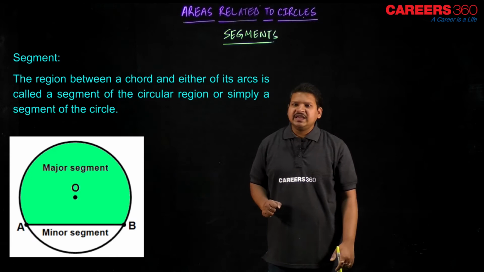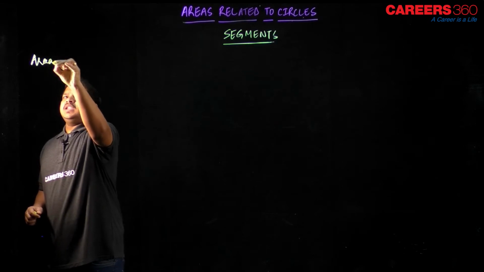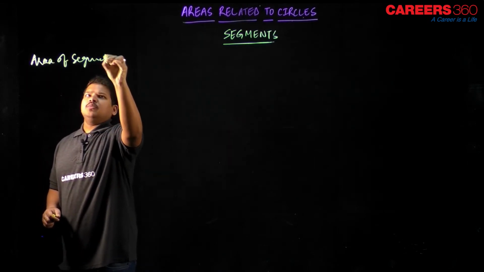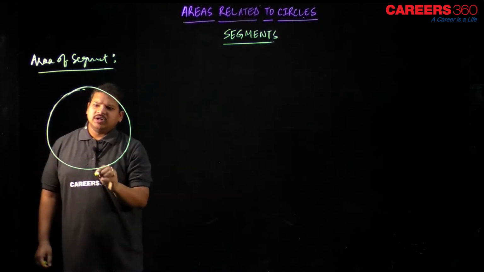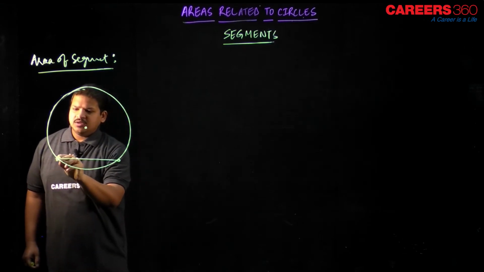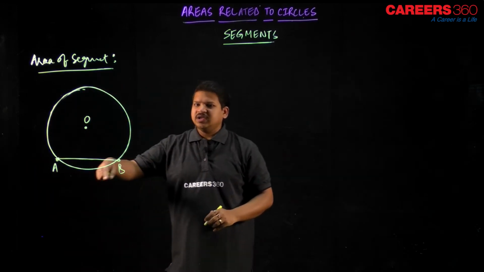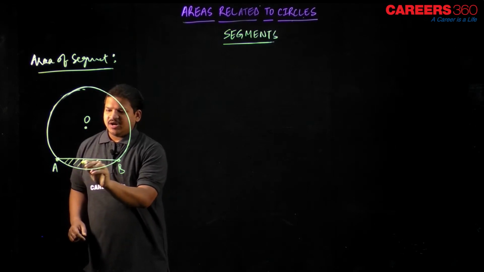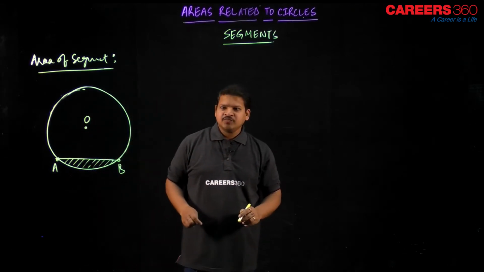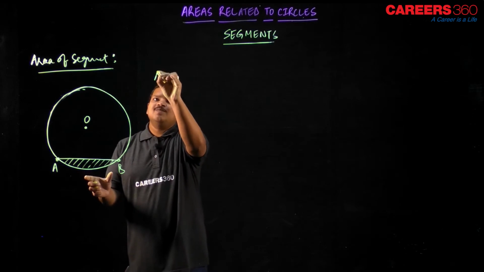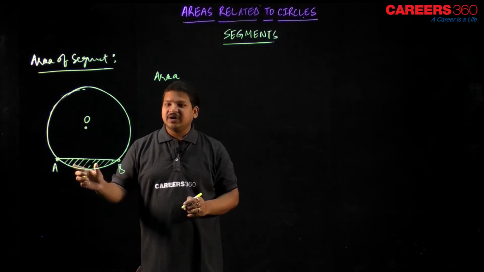Now let's see how we can calculate the area of the segment. First I am going to draw this as my AB, and this is O. AB is a chord, and as you can see, this shaded part is the minor segment and this unshaded part is the major segment. We have to calculate the area of the segment, and as I told you, by default we will be considering the minor segment only.